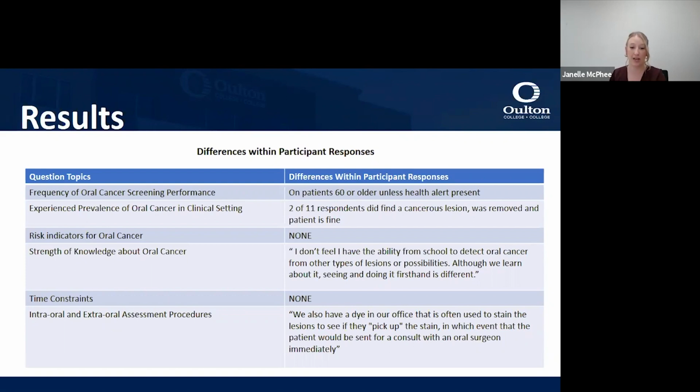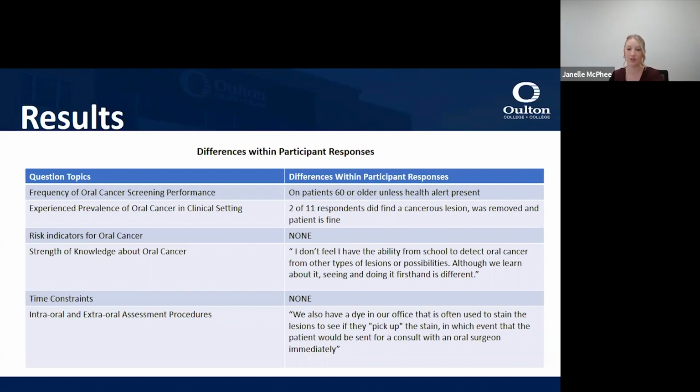Risk indicators for oral cancer: the common answer was none. Strength of knowledge about oral cancer: one did say, I don't feel I have the ability from school to detect oral cancer from other types of lesions or possibilities. Although we learn about it, seeing and doing it firsthand is very different. Time constraints: again, they all felt time was the biggest barrier.